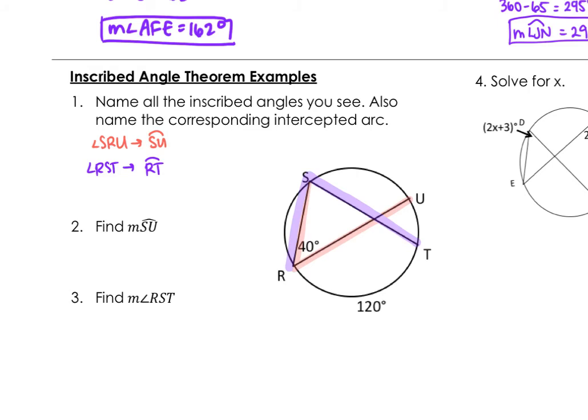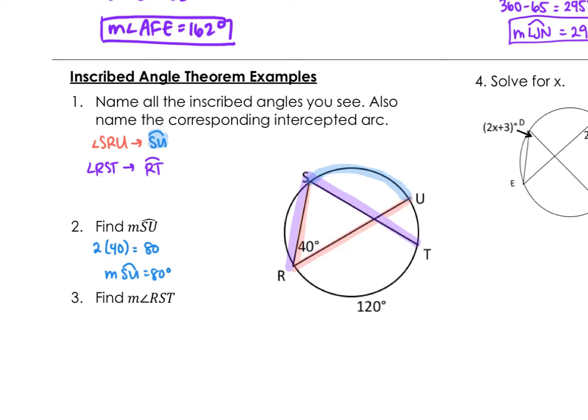So first, we're finding the measure of SU. SU is this arc right here. And the angle for that arc is going to be SRU. Remember, the arc is just 2 times the angle. So if we multiply the angle times 2, we're going to get the arc. So 2 times 40 is 80. So the measure of SU is 80 degrees.